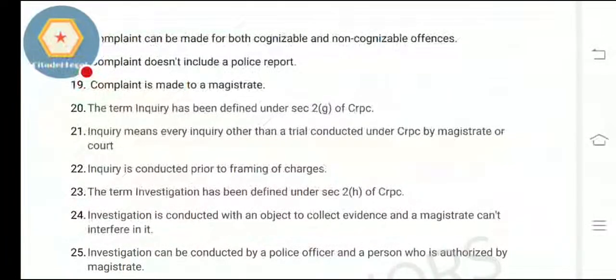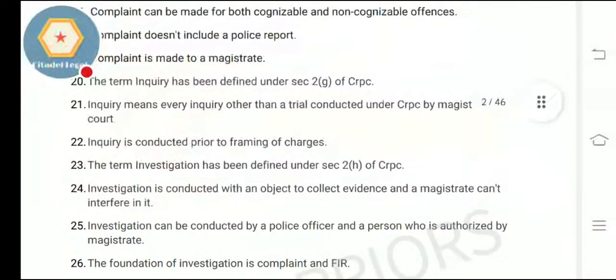Investigation is conducted with an object to collect evidence and a magistrate can't interfere in it. Very important point: whenever the case is under the supervision of the investigating authority, the magistrate or the court does not have any power to interfere in it. So investigation is conducted with an object to collect evidence, and at the stage of collecting evidence, a magistrate can't interfere in it.